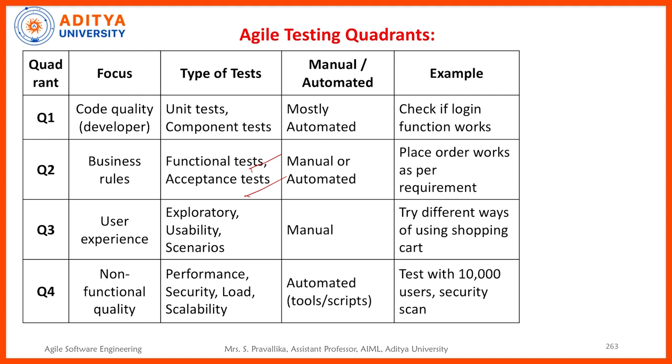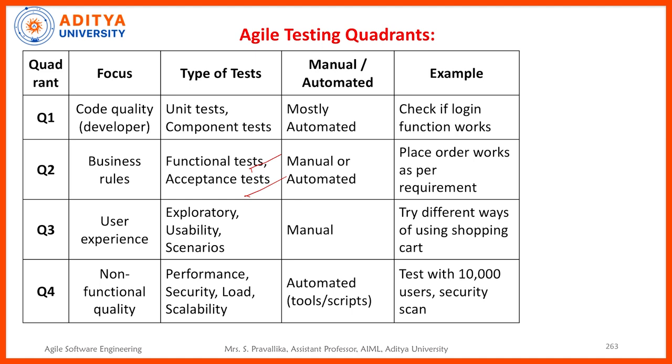Q3, user experience. Here we have 3 categories of testing: exploratory, usability and scenarios. Here we are going to have manual testing. Example, try different ways of using the shopping cart.